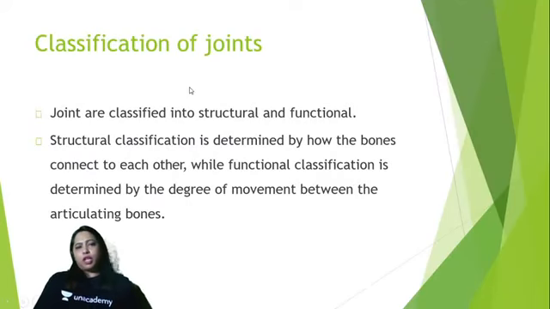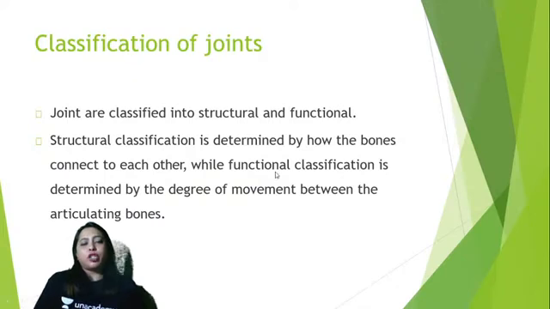Now, coming to the classification of joint, we have various sort of classifications. Now, joints are classified based on their structure and based on their function. Now, based on the structure is how the bones are connected to each other, while functional classification is completely dependent on the degree of movement. What is function, that is how it moves, and what is the range of movement, all that is considered. Based on that, the functional classification is done.